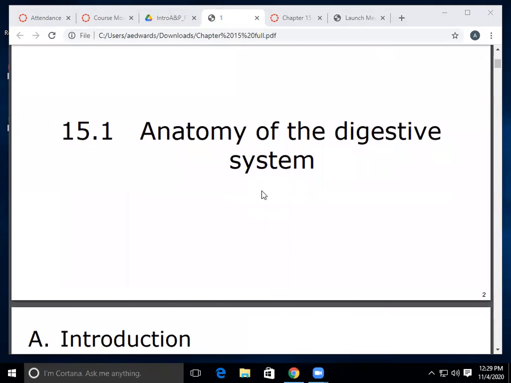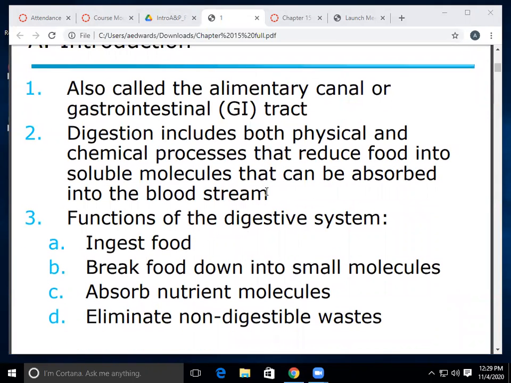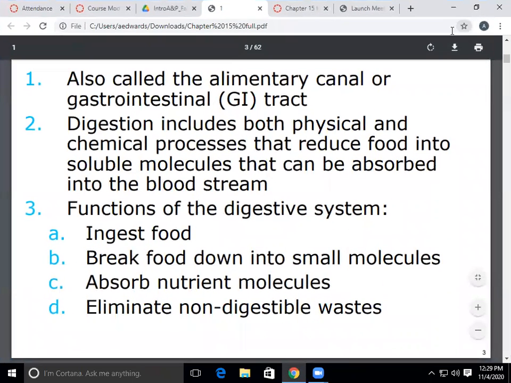Let's talk about the digestive system. It's also known as the GI or gastrointestinal tract or the alimentary canal. Digestion is both physical and chemical. Okay, so you're trying to basically break down food into molecules that can dissolve, right? Soluble, that will end up being absorbed into your bloodstream.